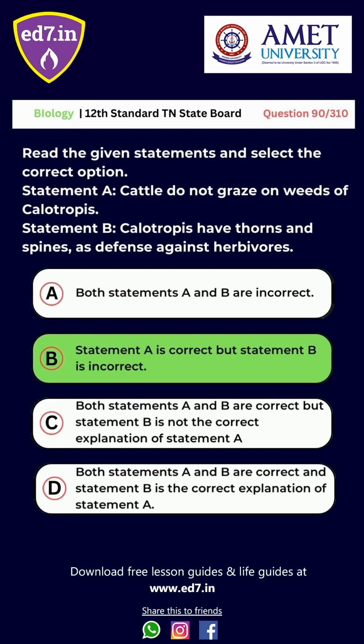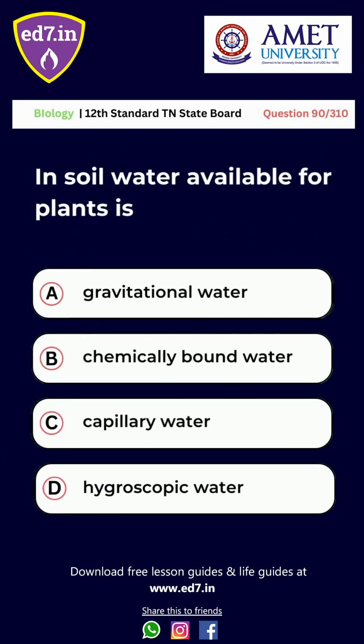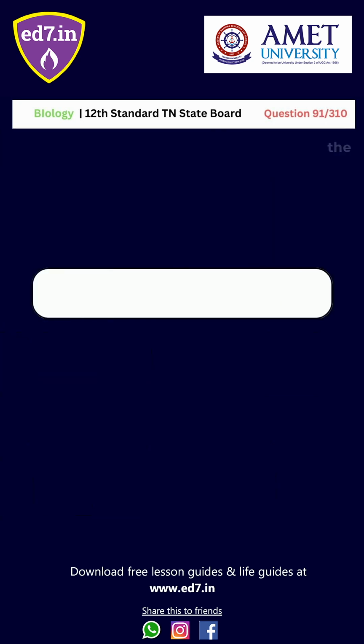Question number 90. In soil, water available for plants is option A. Gravitational water, B. chemically bound water, C. capillary water, D. hygroscopic water. And the right answer is option C. Capillary water.